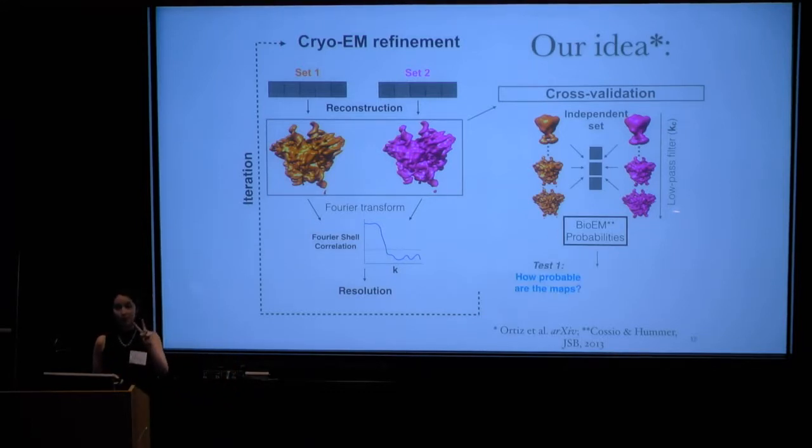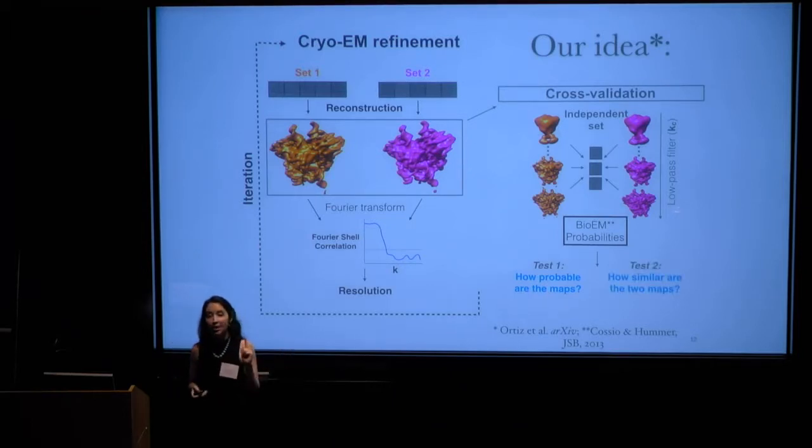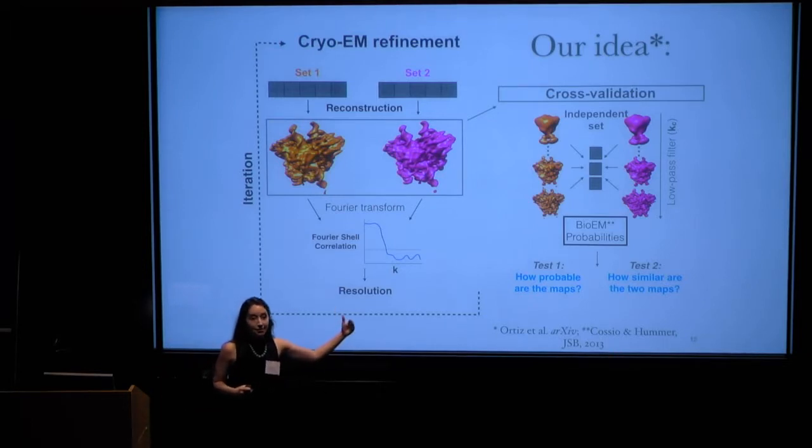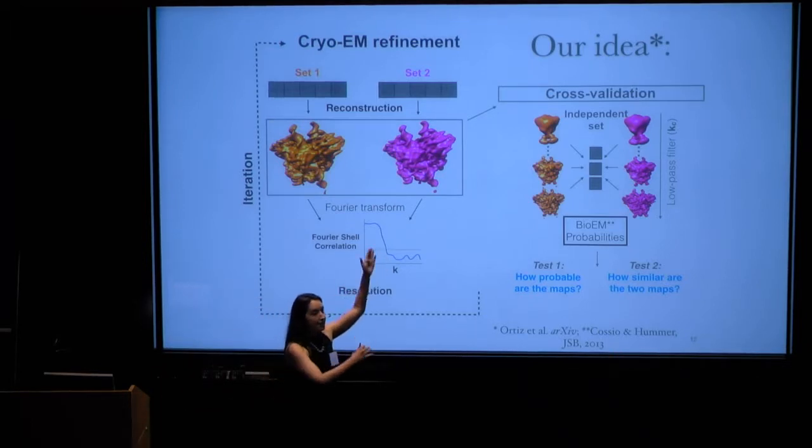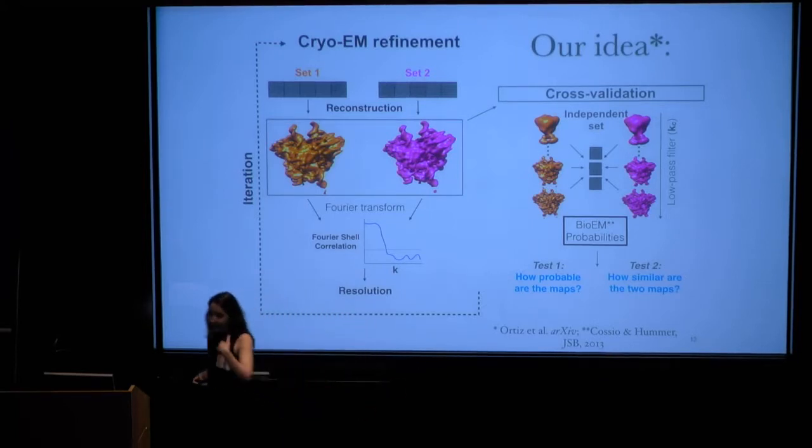And basically, we're going to ask two questions. So the first question is, how probable are these maps? So do they become more probable as the refinement increases? Do they become more probable as we add higher frequencies to the maps? And the second question that we're going to ask is, how similar are these maps? So normally what you do with the Fourier shell correlation is you compare these two maps in Fourier space. So now what we're going to do is we're going to compare the probability distributions of the maps generated from set 1 and set 2. And I'm going to explain to you further on what these consist of.